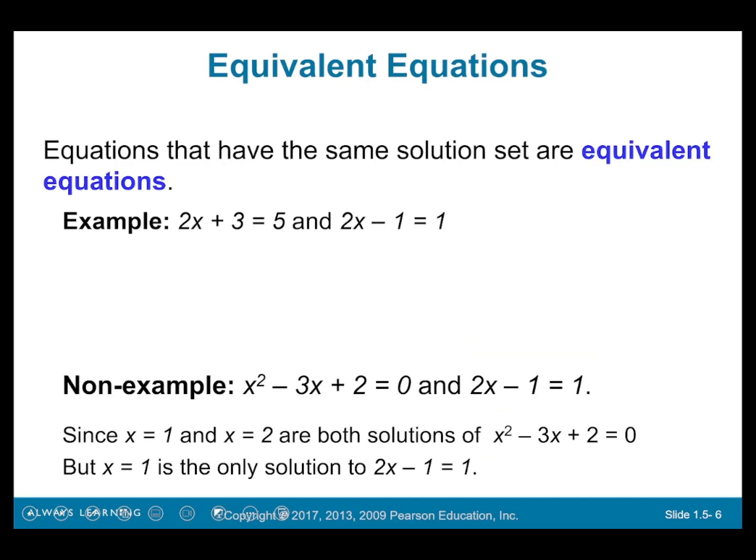Now, we have something called equivalent equations. Equivalent equations are two equations that have the exact same solution set. For example, if I have 2x plus 3 equals 5 and 2x minus 1 equals 1, let's solve for x in each. I subtract 3 from both sides and get 2x equals 2. I divide by 2 on both sides and get x equals 1. So x equals 1 is my solution to 2x plus 3 equals 5. On this other one, I add 1 to both sides and get 2x equals 2. Again, I divide by 2, and I get x equals 1. So these are equivalent.